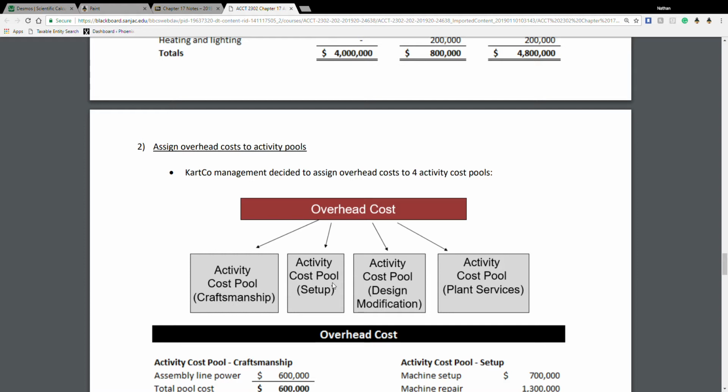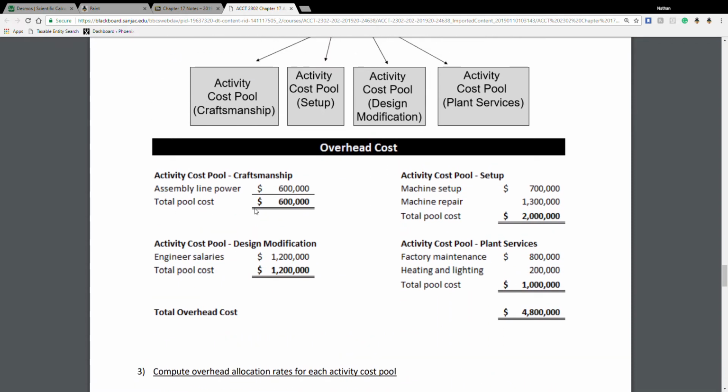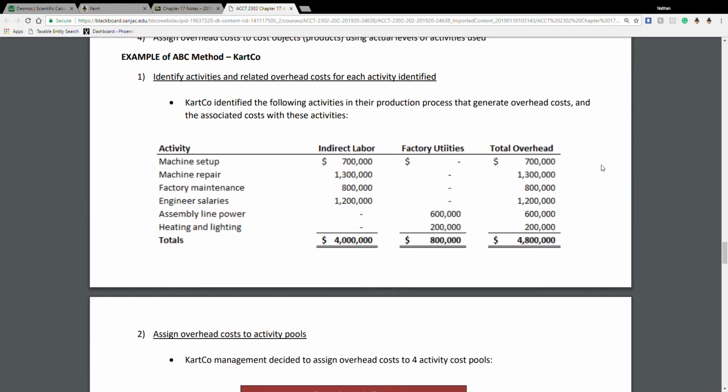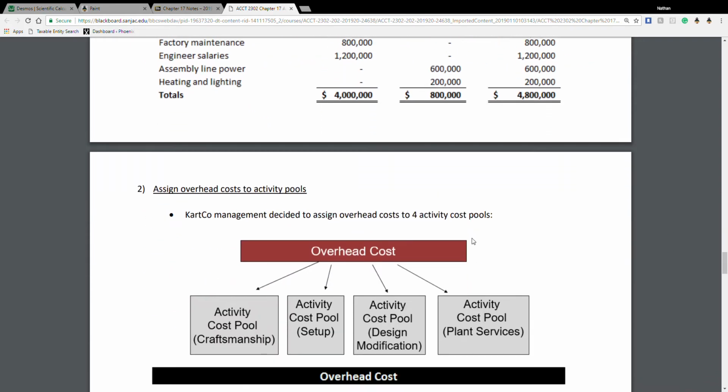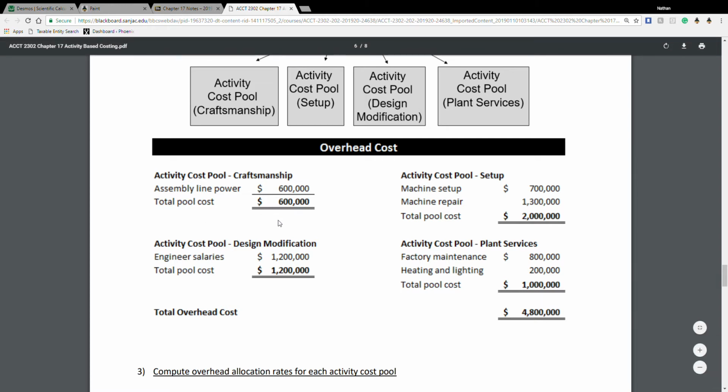One is all about craftsmanship, one is all about setup, we have design modifications, and plant services. So when we look at this split, you're going to notice that they took these up here, and they basically separated them out to different cost pools based on what they believe on the activity. So craftsmanship got assembly line power of 600,000, so their total pool cost is 600,000.